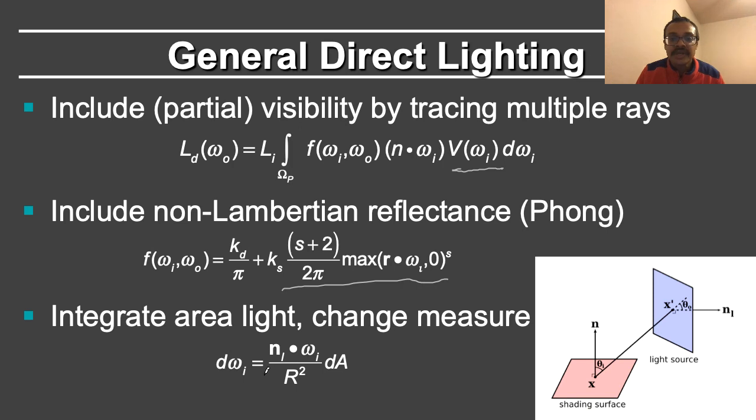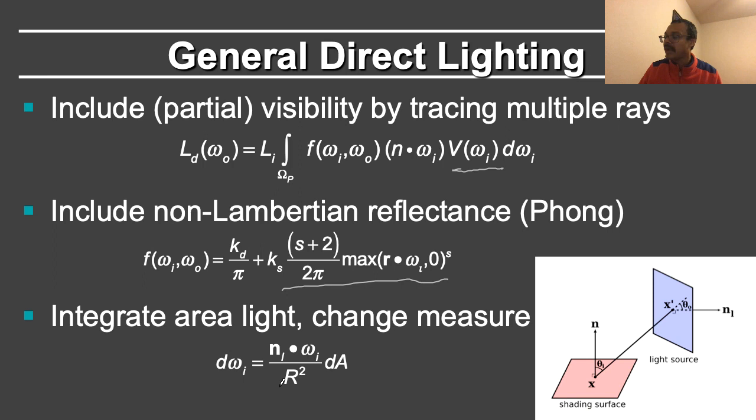One thing we have to consider is that we have to integrate over the area of the light source rather than over angles. This requires a change in measure, which is the same as what we saw in the rendering equation. Specifically, the solid angle d omega in is given by the normal of the light source now, dot product with omega in, and make sure the signs of these things are correct. The homework goes into some detail in it. You don't want negative light energy.